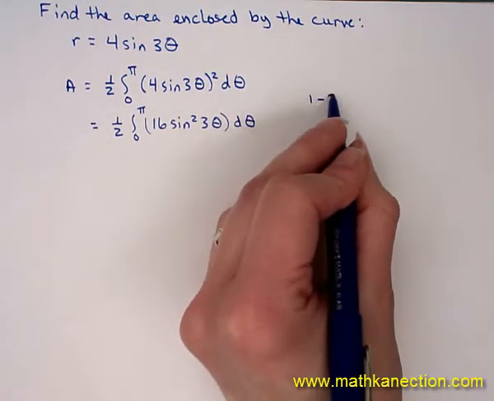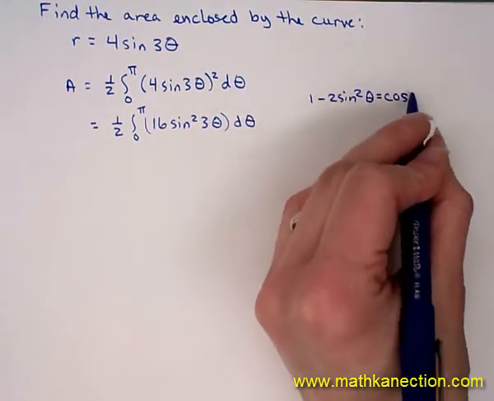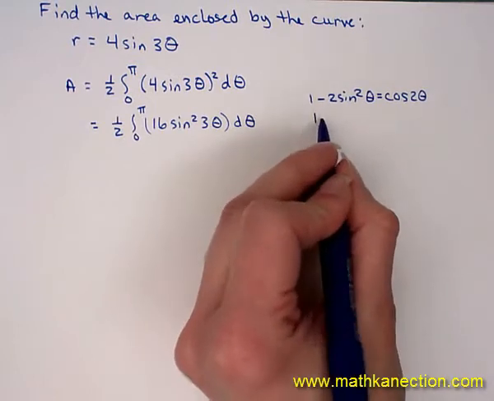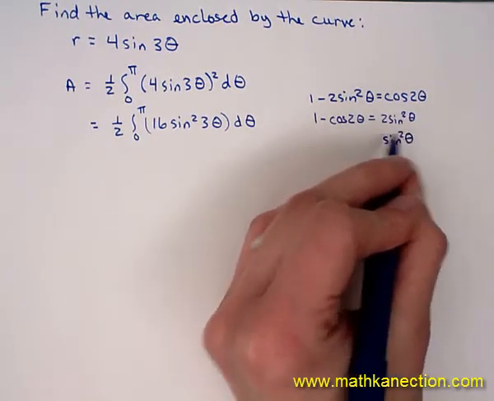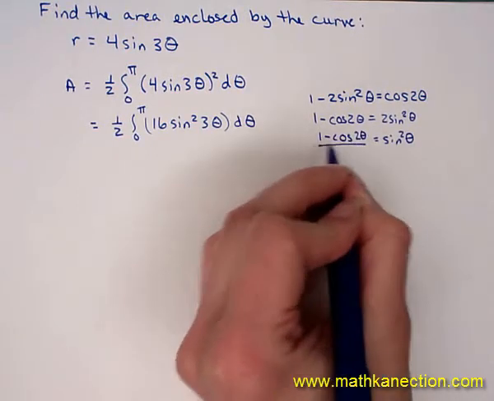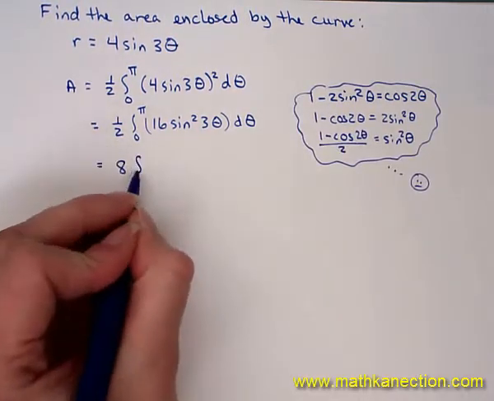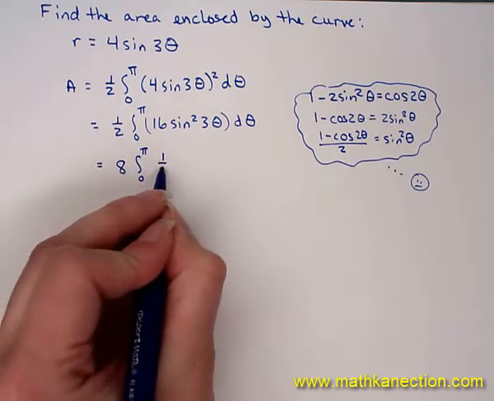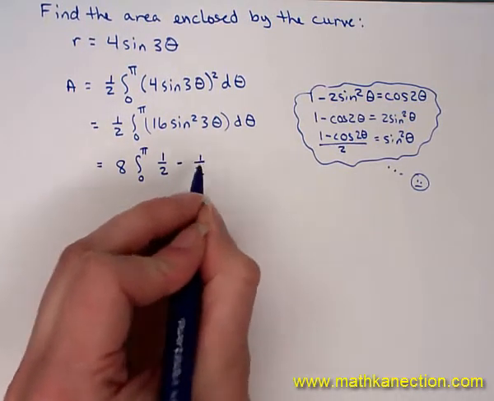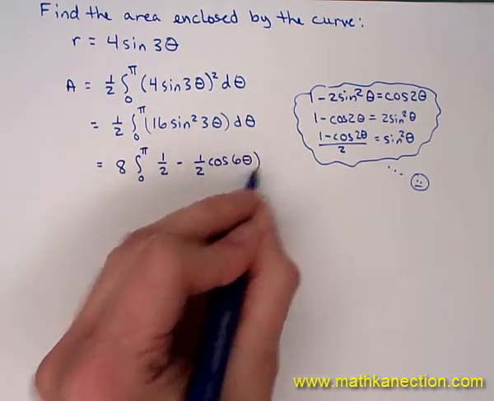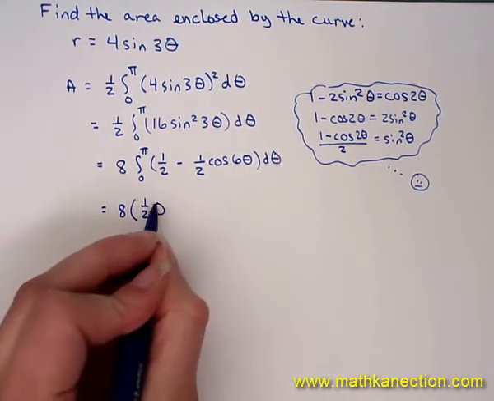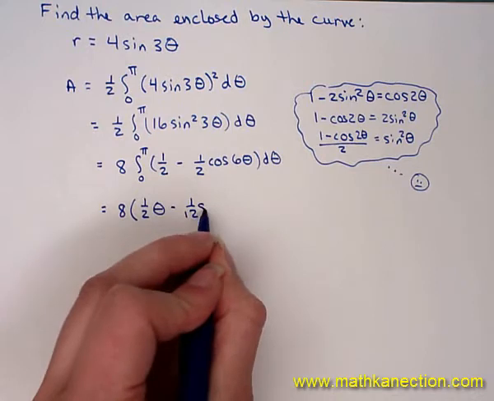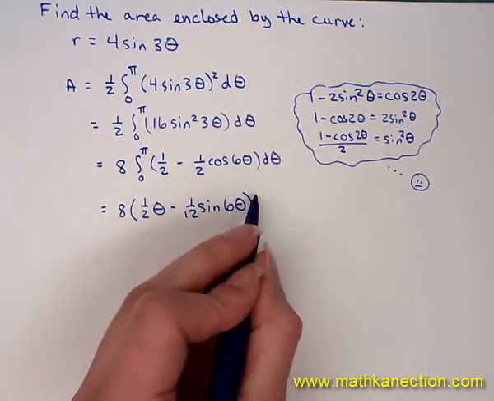So we go to the double angle formula for cosine, solving for sine squared of theta. We get 1 minus cosine of 2 theta all over 2 is sine squared theta. So factoring out the 16 to get 8, integral from 0 to pi of 1/2 minus 1/2 cosine of 6 theta, since theta was a 3 theta. Then anti-deriving to get 1/2 theta minus 1/12 sine of 6 theta from 0 to pi.